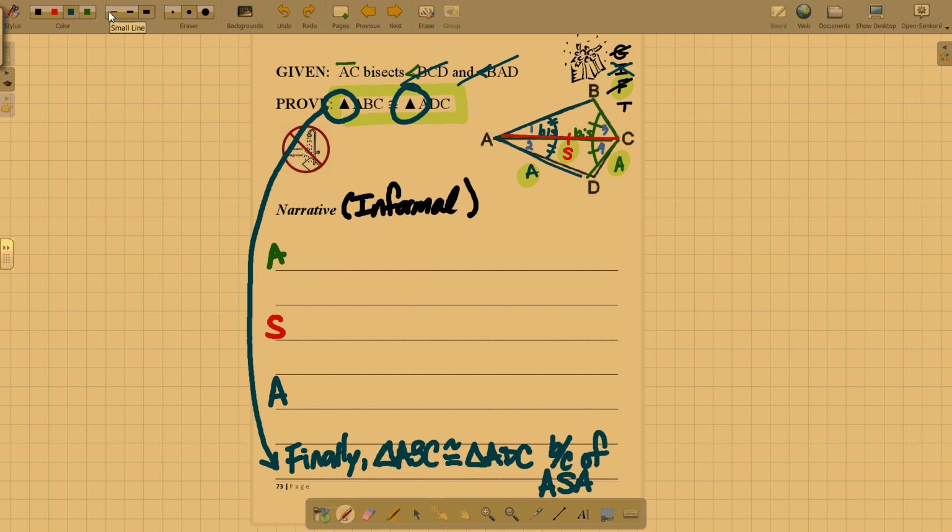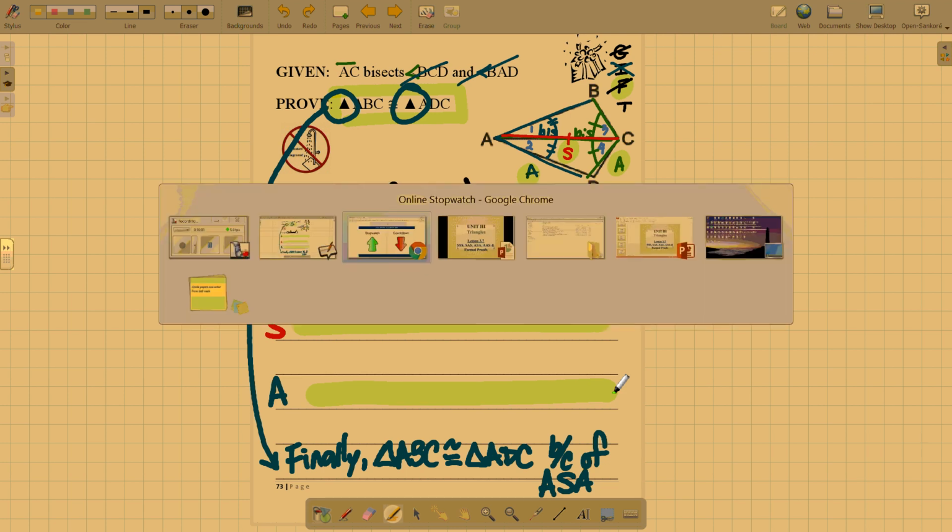Okay, students, I want you to write your own narrative sentences here, and then grab your red pens and let's check them. I'm going to set a timer for 2 minutes. You have 2 minutes to write your own narrative sentences.